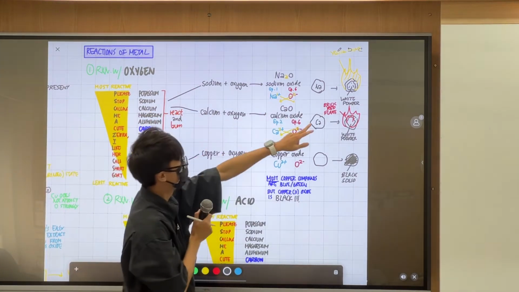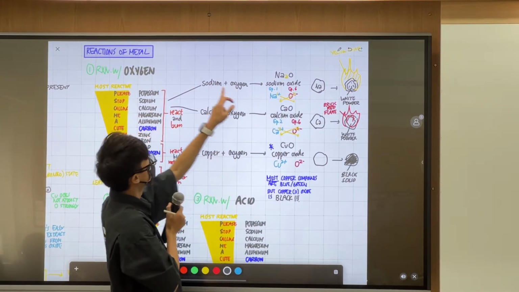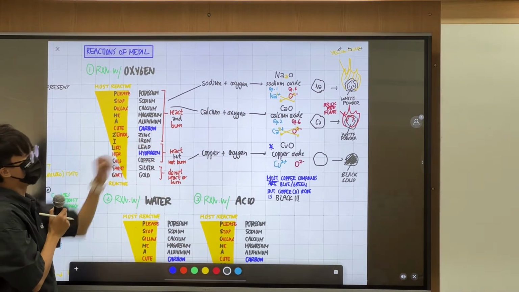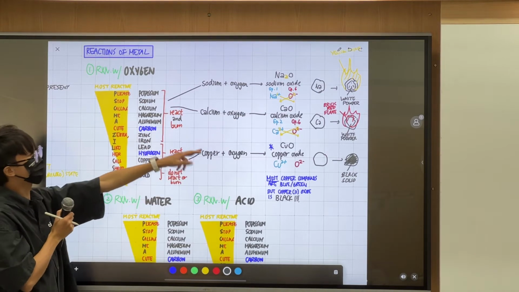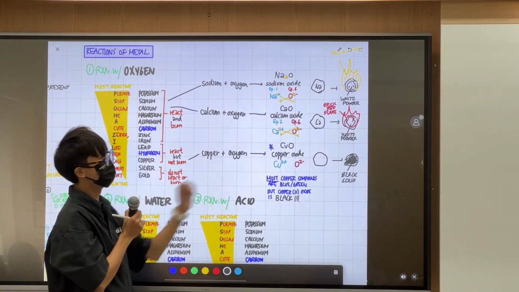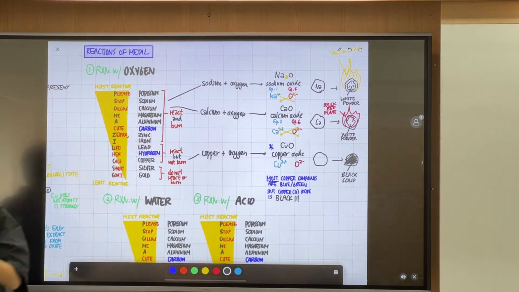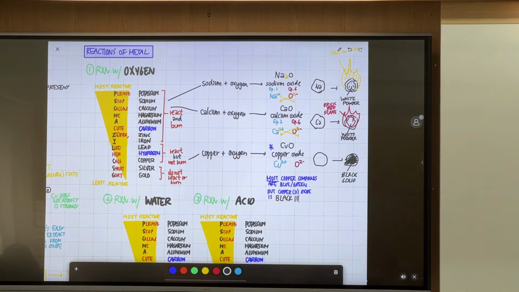That's what I mean by react and burn. React means like Ca becoming CaO, Na becoming Na2O. But here you see I wrote down react but not burn. There is also a reaction because copper became a new substance, but you don't see a flame. So reaction and burning should be considered separately. They are not the same.